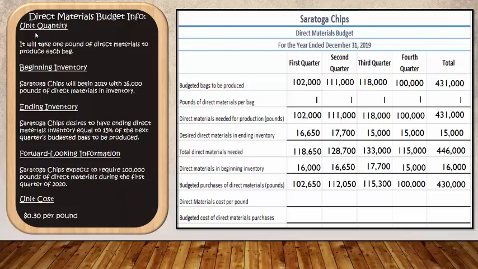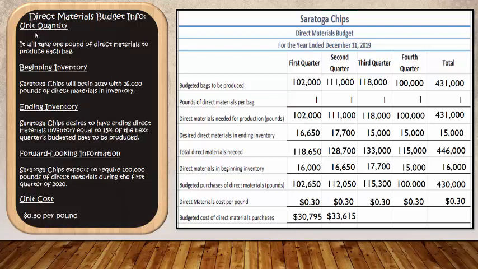To figure out how much that costs, we're simply going to take that number and we're going to multiply it by our unit cost per pound of direct materials, which given in the information is 30 cents, and it does not change throughout the entire period. So for the first quarter's cost of our material purchases, we take our 102,650 pounds of direct materials that we need to purchase, and we multiply it by the 30 cent per pound cost to determine that buying that necessary quantity of direct materials is going to cost us $30,795. And we're going to repeat this process for each successive quarter.